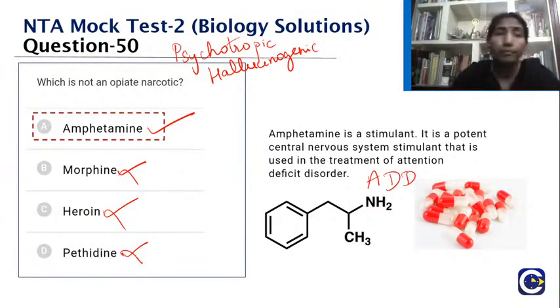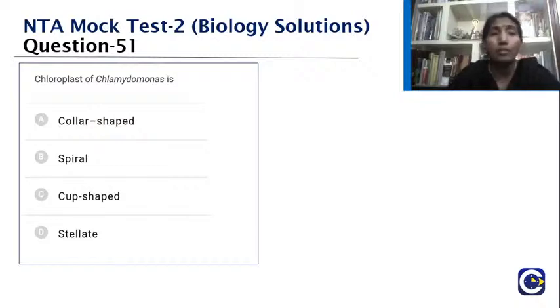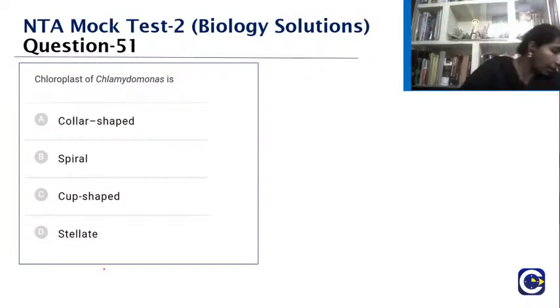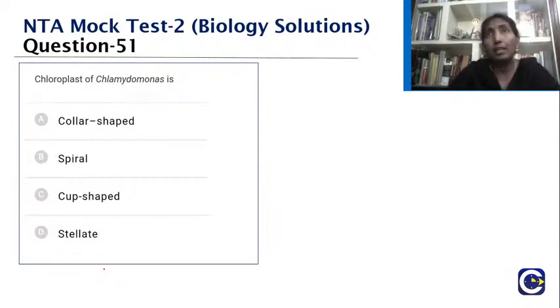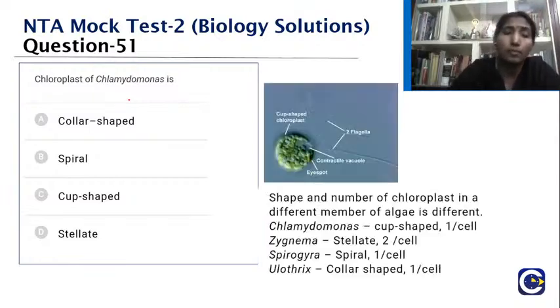Next, the chloroplast of Chlamydomonas is what shape? We know that chloroplasts are not the same shape in various organisms. They can be of different shapes: collar shape, spiral shape, cup shape and stellate. The chloroplast of Chlamydomonas is a very direct question, because once we read the anatomy of Chlamydomonas, we will know about this. Yes, Chlamydomonas is cup shape.